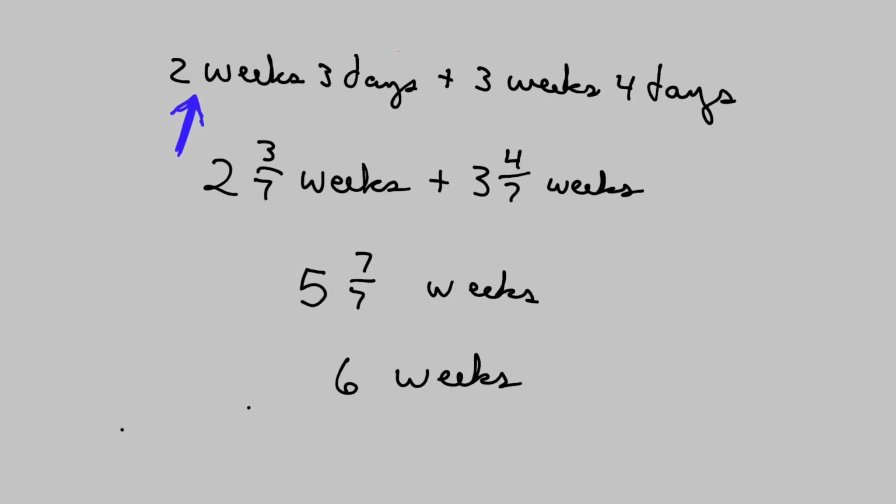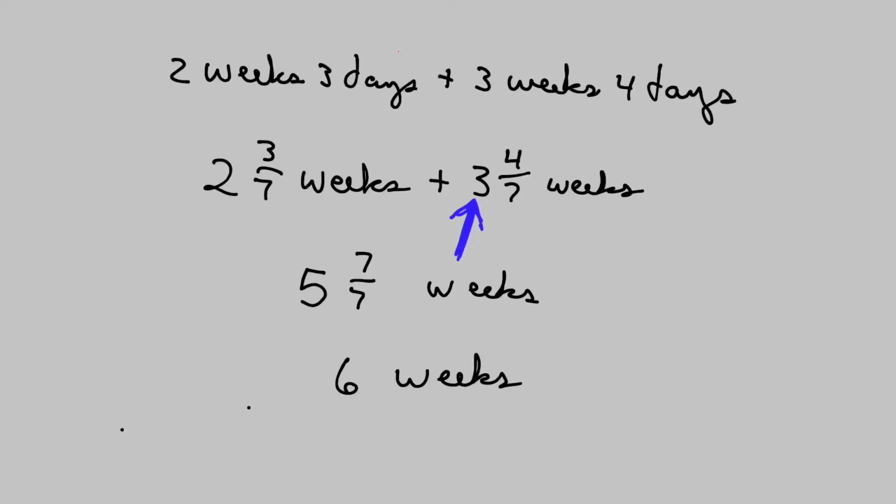The next example is thinking about 2 weeks, 3 days, plus 3 weeks, 4 days. 3 days can be written as 3/7 of a week. 4 days can be written as 4/7 of a week. So this expression can be written in terms of mixed numbers as 2 3/7 of a week plus 3 4/7 of a week. We're trying to find the total.